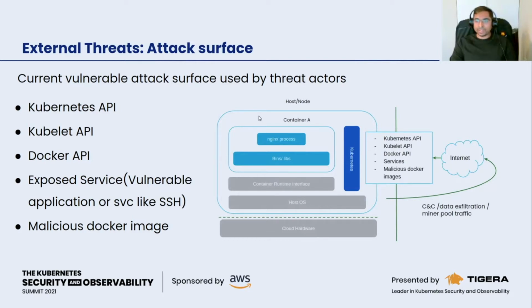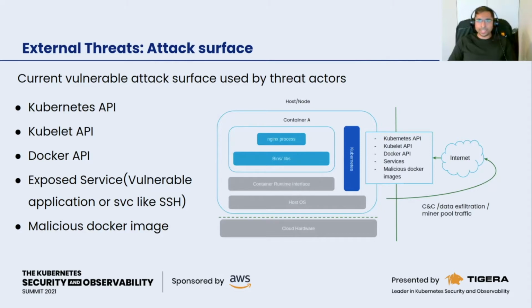If you are running a container inside this host, you may end up using one of the images hosted on public repositories like Docker Hub. With that, you will be compromised and the attacker will have access to this container and your cluster. This is the attack surface.